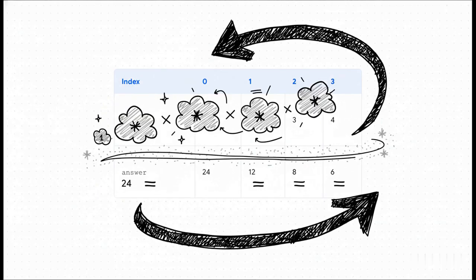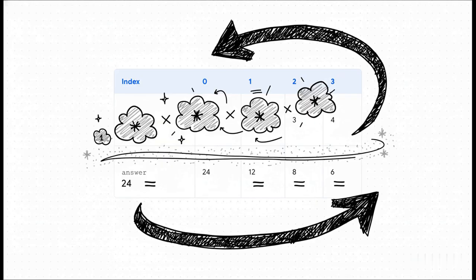Now for the magic of the second pass, this time from right to left. We need a variable to keep track of the running product from the right, and we'll start it at 1. Okay, at index 3, we take the value that's already there, 6, and multiply it by our right product, which is 1. The result is still 6. We then update our right product by multiplying it by the number in nums, so it becomes 4.